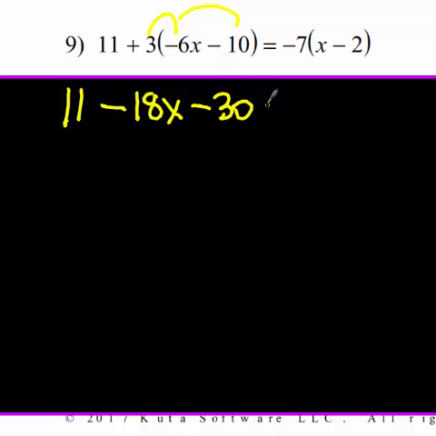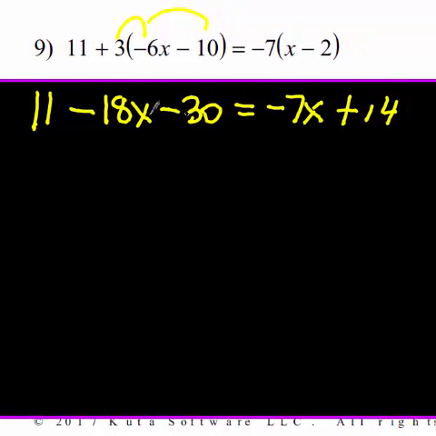Okay, let's look at 9 here. So 9, I know, well, the 11's not doing anything, so don't add the 11 plus 3. The 3 is tied to this parenthesis. So the 11 just comes down for the ride. And now we're distributing the 3. So 3 times negative 6x would make negative 18x. And 3 times negative 10 would make negative 30. And over here, that would be negative 7x. And negative 7 times negative 2 would make positive 14.